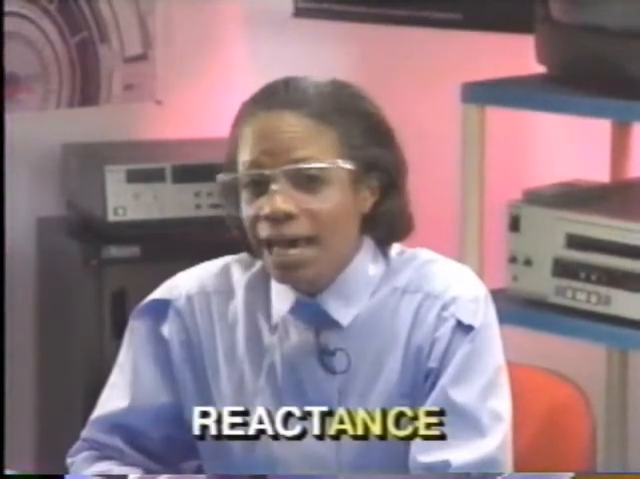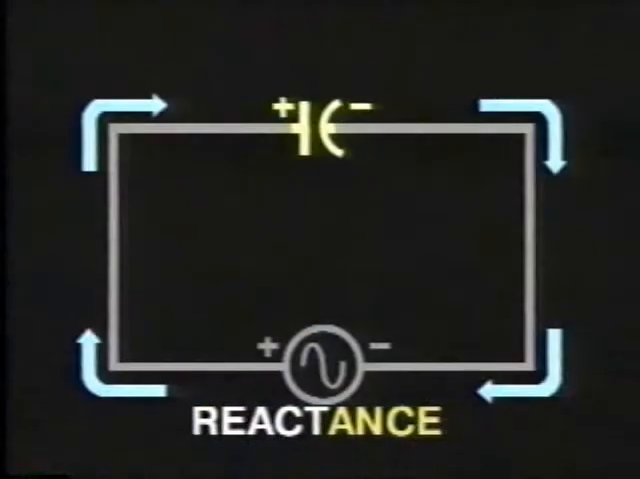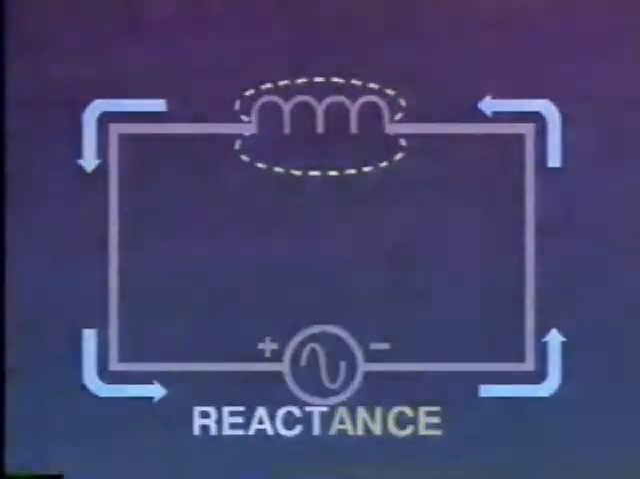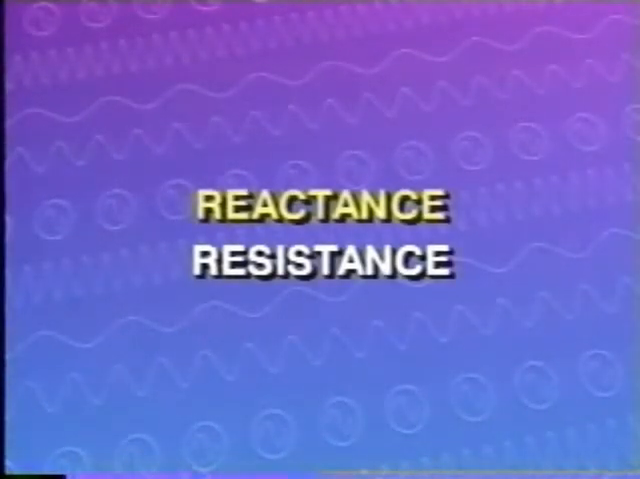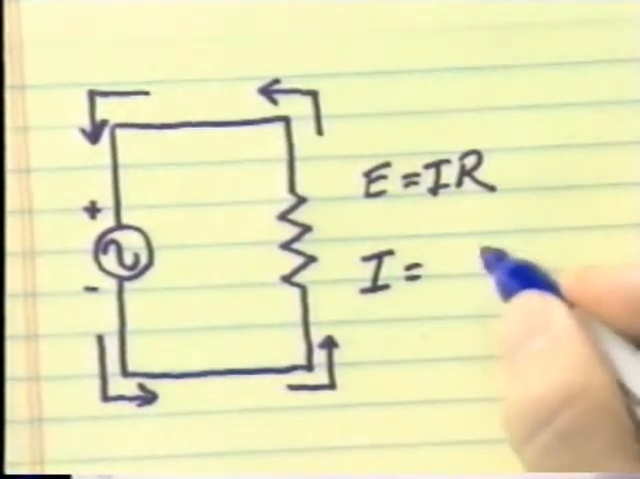Notice that the word react is found within the word reactance. Reactance is the opposition of capacitance and inductance to an alternating current flow in a circuit. Before moving ahead, let's compare reactance to resistance. From your past studies, you know that resistance is opposition to current flow.